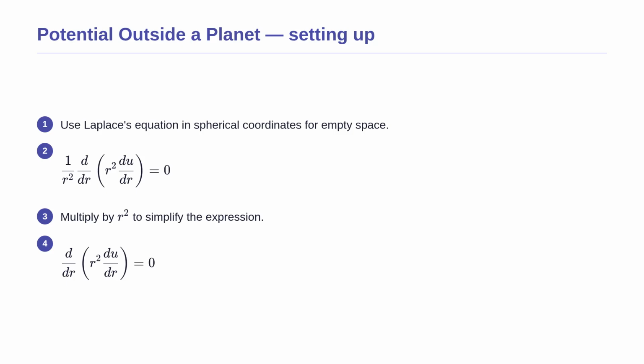We write Laplace's equation using only the radial part of spherical coordinates. Since the right side is 0, we can multiply both sides by the squared radius to simplify the expression, leaving us with a straightforward derivative that equals 0.